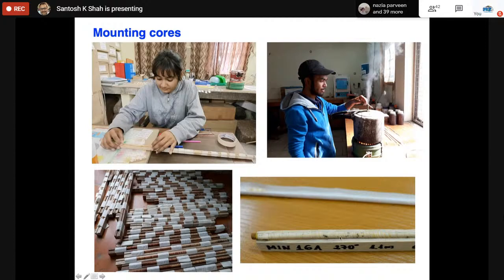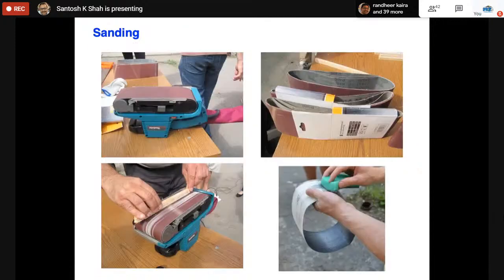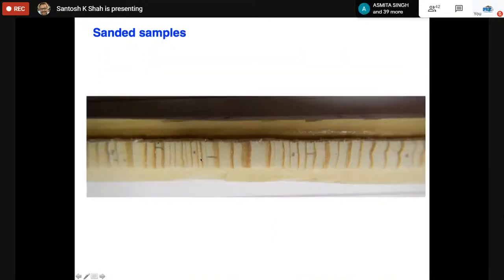Then what do we have to do? We have to become a carpenter. Just like a carpenter's job, we have to polish the surface of these tree rings, and for this we use a sanding machine. Sometimes we do it by hand, and finally we get very clear rings. I already said in the second slide that there is a white band and a dark band. Here it clearly shows the white band and the dark band, and this white band and dark band constitute one ring, that is annual.